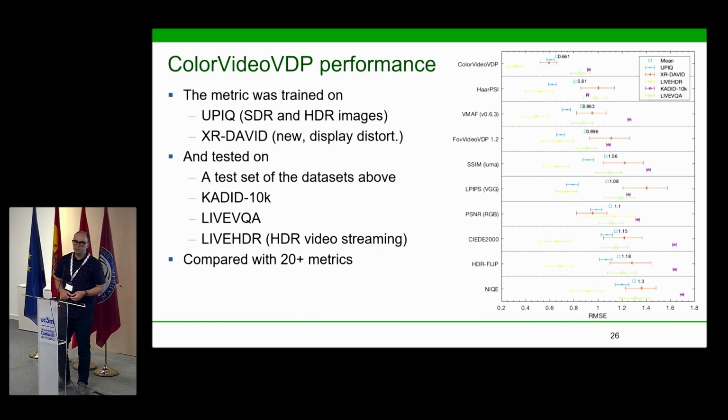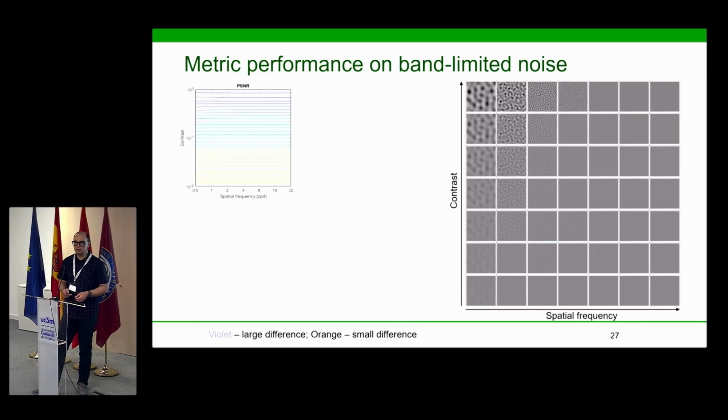About the performance, ColorVideoVDP performs quite well. We trained it only on 2 data sets and tested on those listed, and on many more data sets later. It outperforms VMAF on our data sets, especially on the display distortion data set. And compared to simple metrics like PSNR or SSIM, we are obviously much, much better. But I don't like those single quality numbers explaining the performance of the metric, because they hide many things that are actually relevant for us.